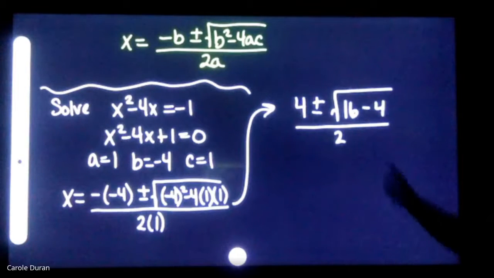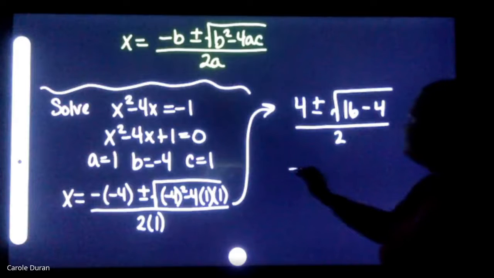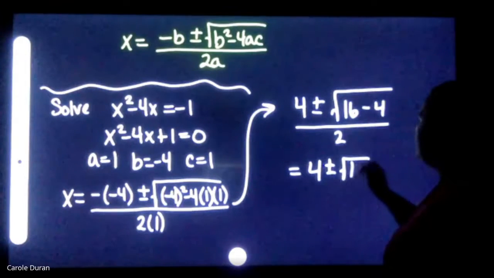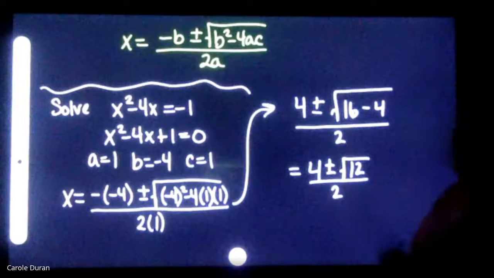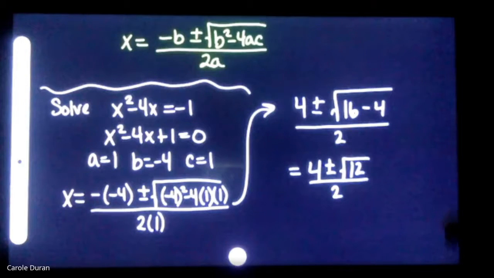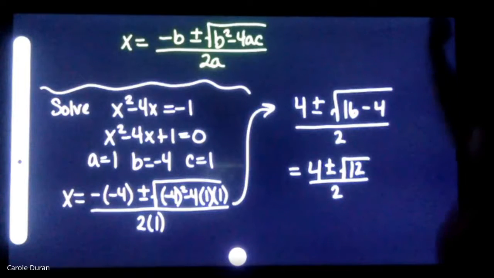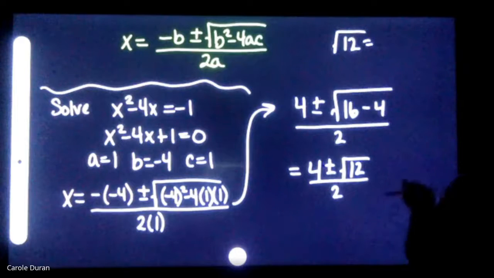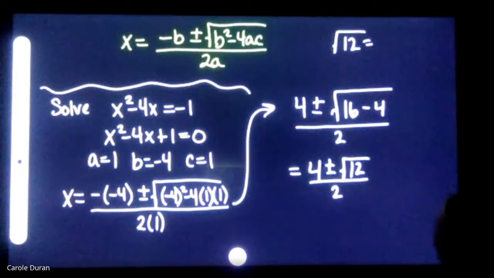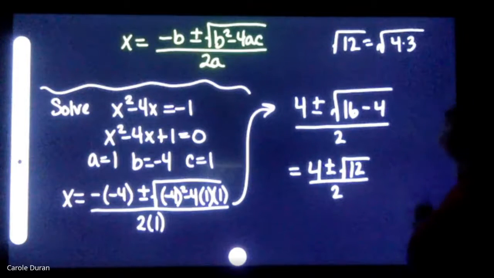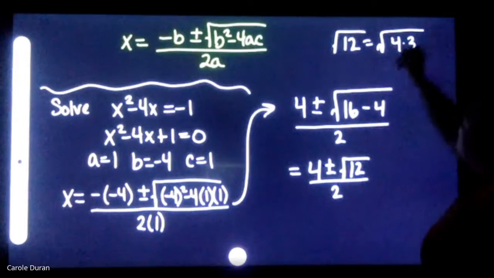I can reduce this farther by doing 16 minus 4, which gives me 4 plus or minus the square root of 12 over 2. Just like we did before, I need to reduce what's under the square root if possible. I do not want a fraction, though. I want to keep it as exact values. So I take square root of 12, and I ask myself, okay, what can I multiply together to get 12 that includes a perfect square? Well, clearly, 4 times 3 equals 12, and 4 is a perfect square.